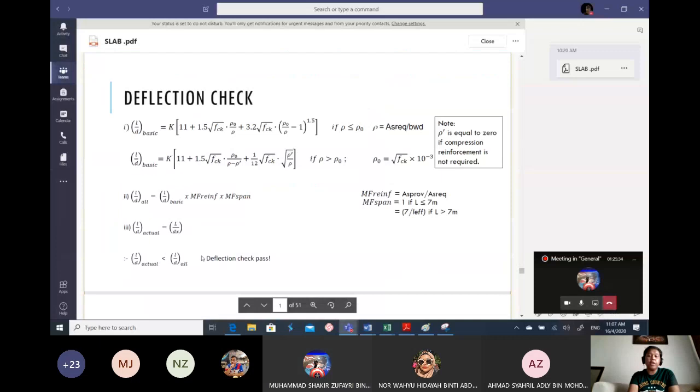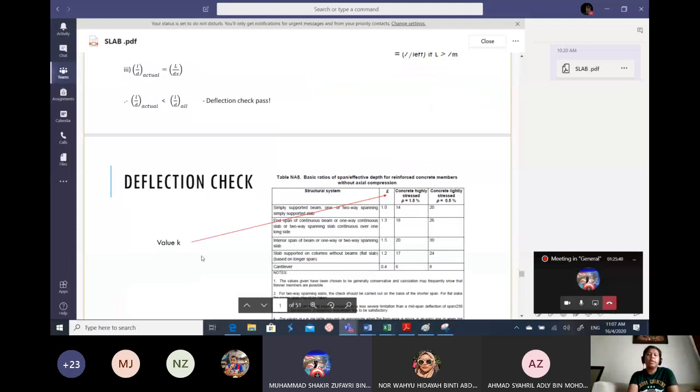And then the deflection check is the same as what we have done before. This is the table that we have to refer to for the value K, which is the table from the National Annex 5.